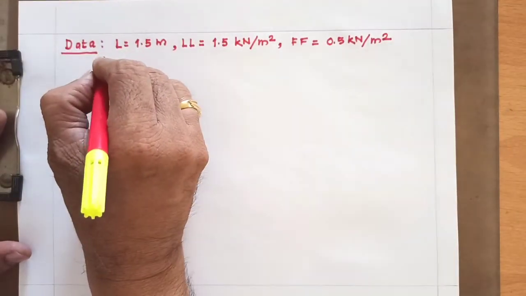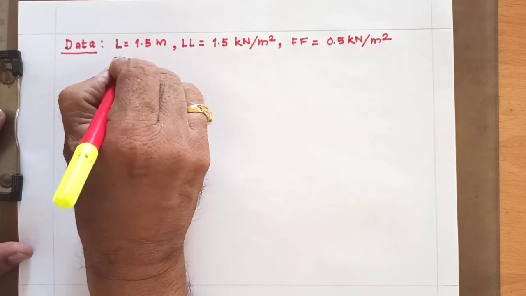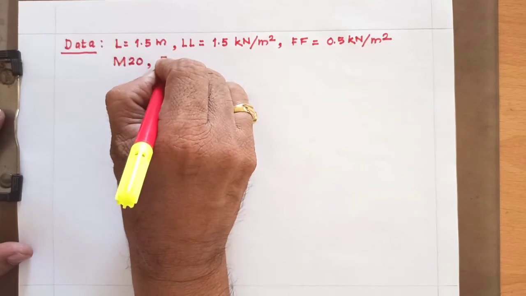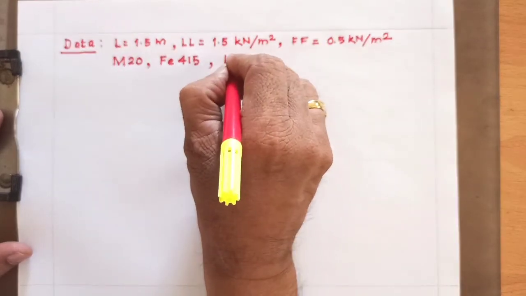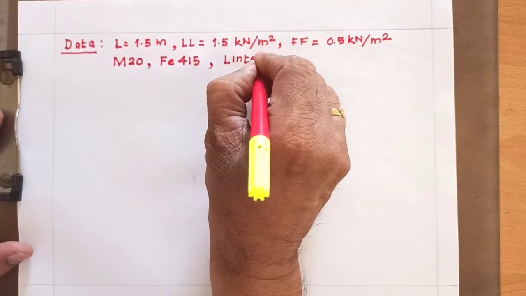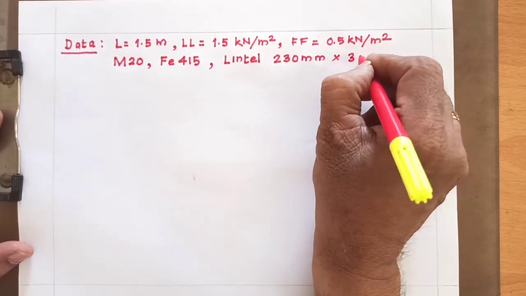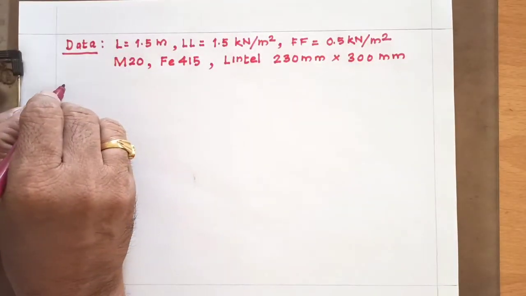And as usual, grade of concrete and grade of steel is given, that is M20, that is fck will be 20 Newton per mm square, and Fe415. These are the materials which are to be used. And the dimensions of the lintel beam is also given. Supporting beam, it is 230 mm wide and 300 mm deep. Okay, so these are the things which are given in the problem. What is required? You have to design the slab, means you have to find out the depth of the slab, as well as you have to find out the reinforcement required in this.